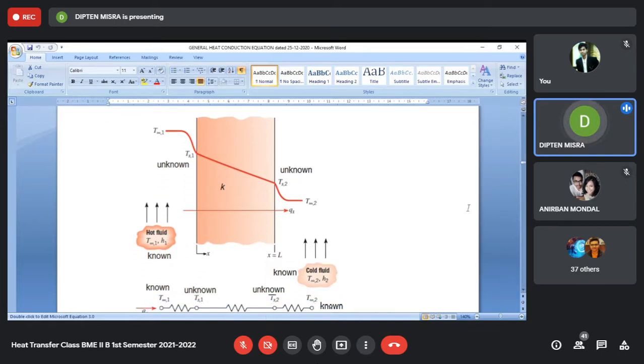Now let us see how we can find the heat transfer rate from this side to this side that is occurring under steady state. We have taken a case of steady state heat transfer across a wall where there is no internal heat generation, and on the two sides of the wall there are two fluids at two different temperatures. By fluid temperature we mean the free stream temperature of the fluid, not the near wall temperature of the fluid.